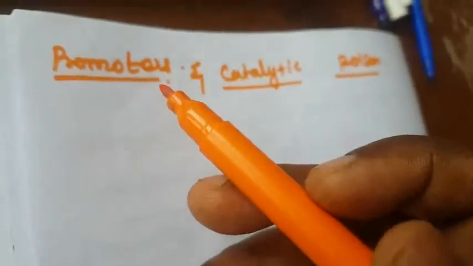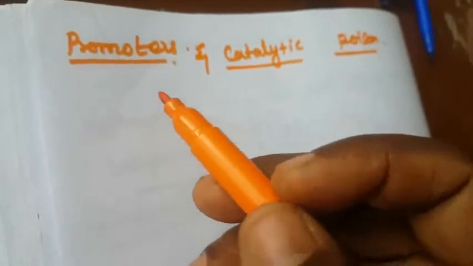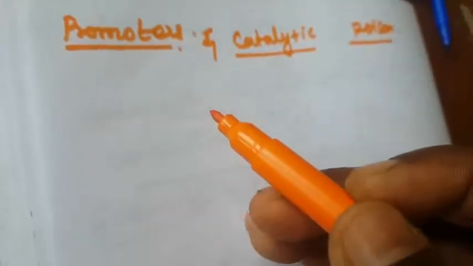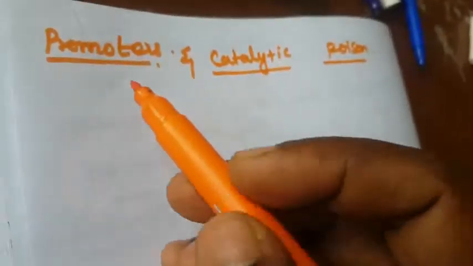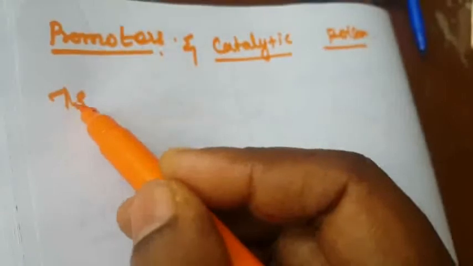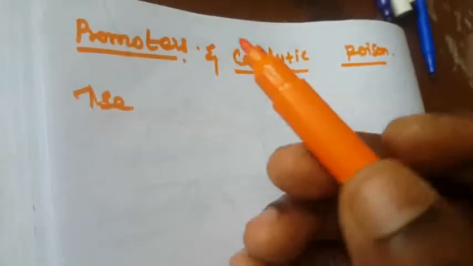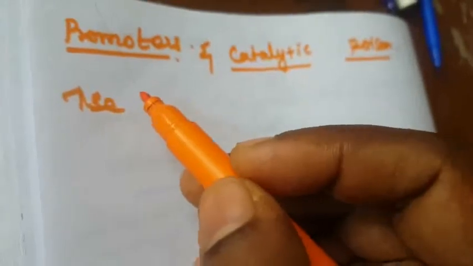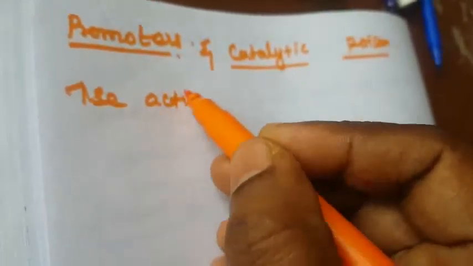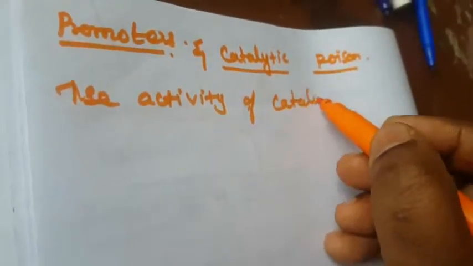So that is called as promoters. Here, what is meant by catalyst? In a catalyst reaction, suppose the presence of certain substances increases the activity of the catalyst, that is called a promoter. So that increases the catalytic activity. The catalyst already increases the speed of the reaction. Again, suppose you are adding a chemical substance, that substance will increase the activity of the catalyst. So that is called promoters.